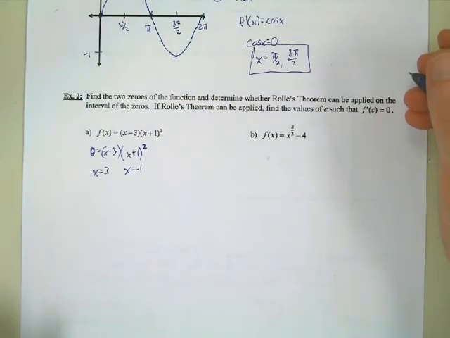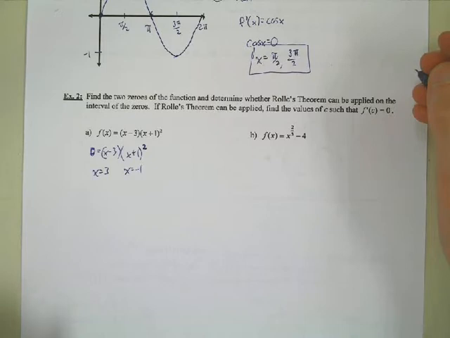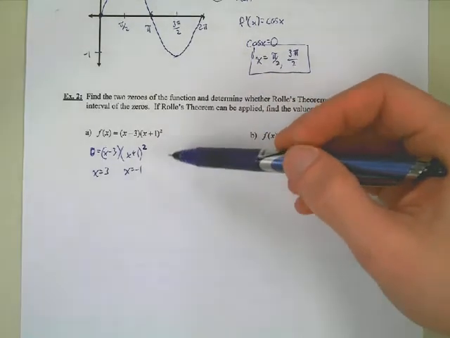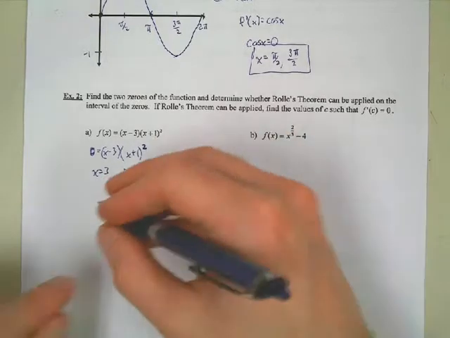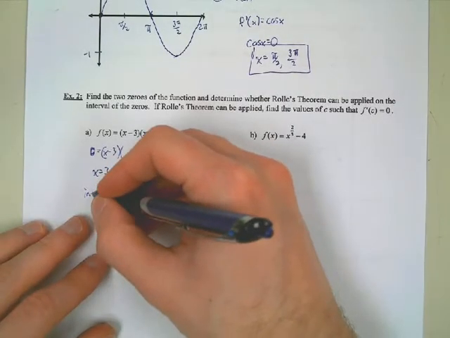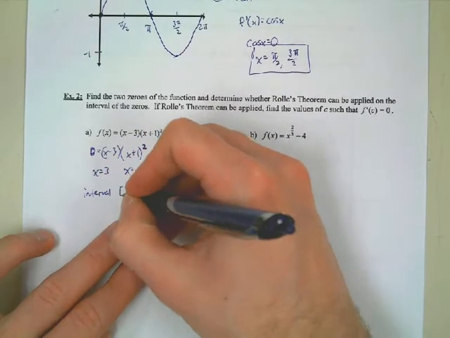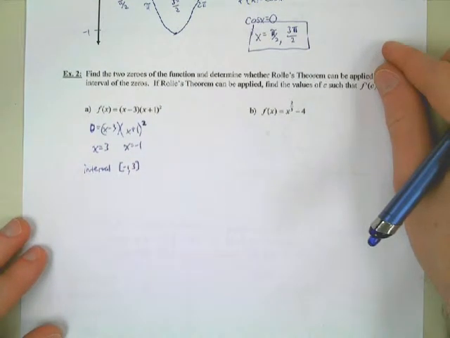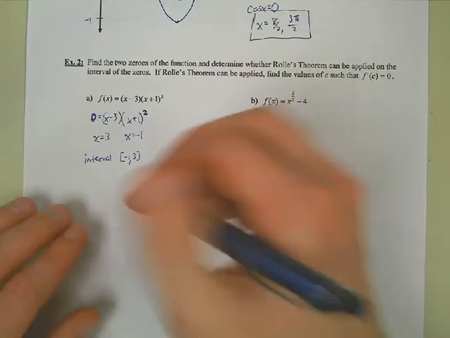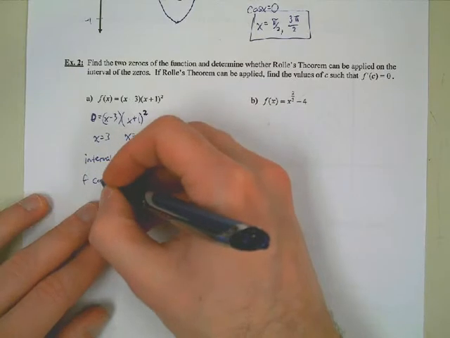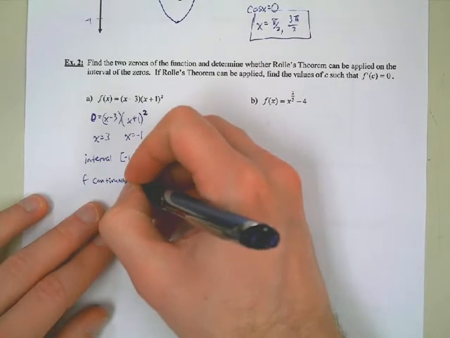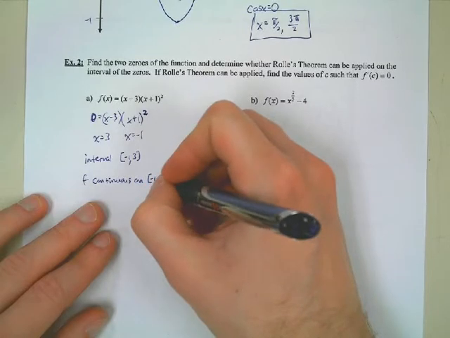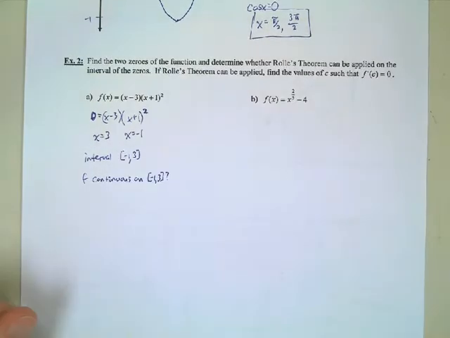So our interval is not going to go from 3 to -1, right? That's the wrong direction. We're going to go from -1 to 3. So our interval for this function is from -1 to 3. So is f continuous from -1 to 3? Wait, shouldn't we figure out if -1 and 3 equal each other first?